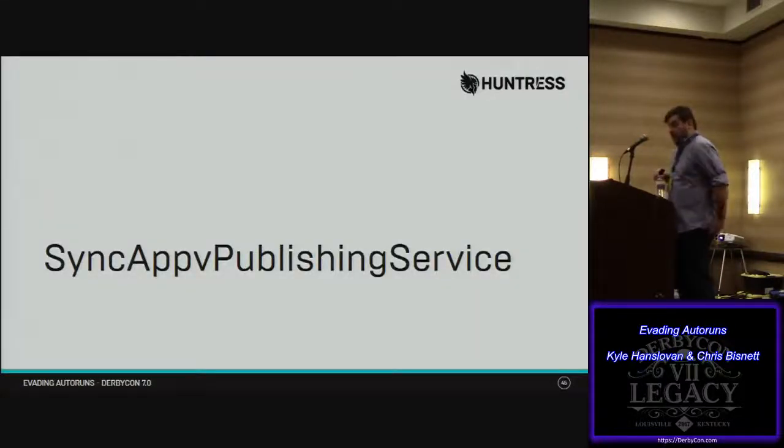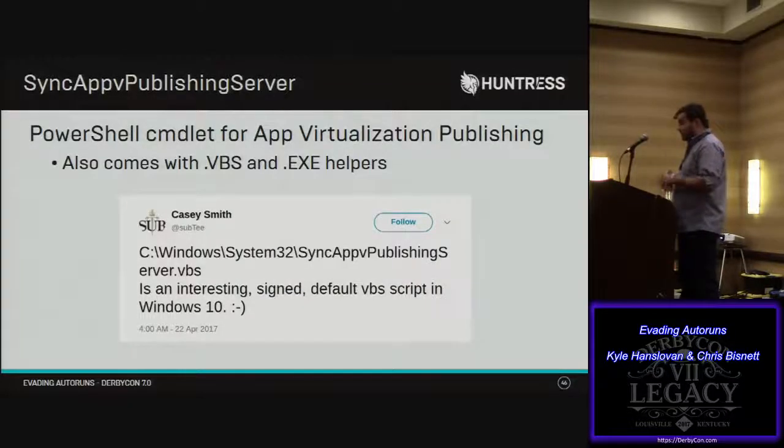All right, so the next technique is Sync-AppvPublishingServer. I searched on the internet, and it looks like Casey was at least the first person to point this out back in April, but I'll defer to him on where that actually came from. Sync-AppvPublishingServer is a PowerShell cmdlet for app virtualization publishing. I have no idea what app virtualization publishing is, but it doesn't matter. The interesting part here is that this cmdlet also comes with two other files, a VBS file and an exe.